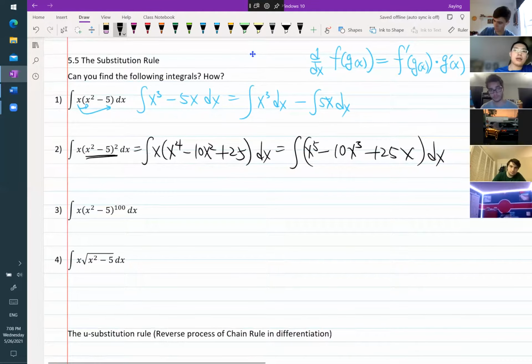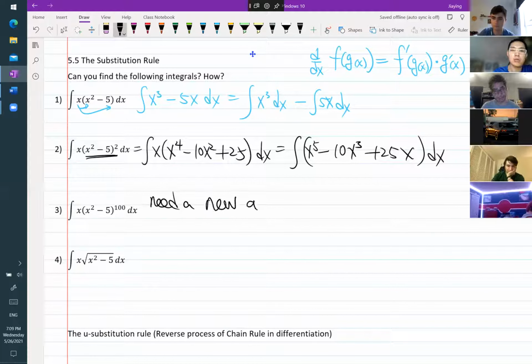But what if we end up with a 100th power? A 2 is easy, you can expand it. A cube, you can expand it, it takes a little bit longer. But if you have a power that's a lot larger, then it's not practical. So we can't really simplify there. This approach doesn't work, so we need a new approach.